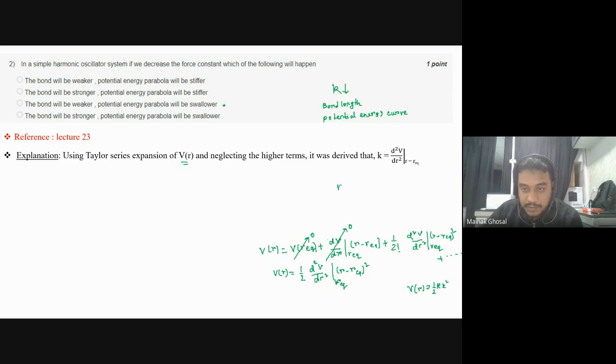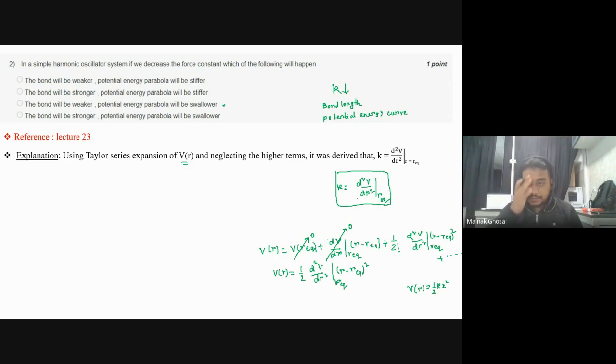So comparing these two equations, we can write that this k is equal to d2V by dr2 at r equilibrium.